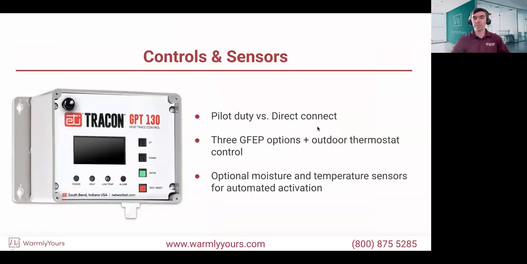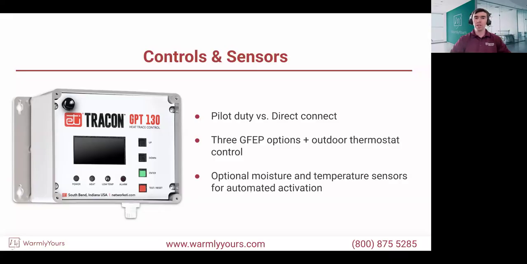Okay, great. All right, and here are some of the controls and sensors that we use for these systems. This is one of the heat trace controls here. We have pilot duty versus direct connect, which I'll let Anatoly talk a little more about. What's nice about these is we have some options that have the GFEP already built in, and operational moisture and temperature sensors for automation, similar to what we talked about on the roof systems as well.